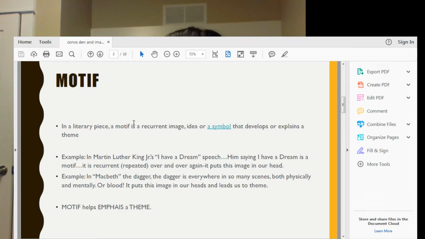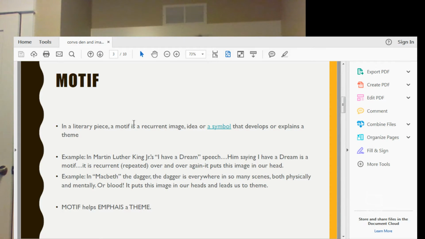Okay, so what is motif? I know you probably haven't even heard of this word because a lot of your assignments have been asking you, what is theme? But most of you have been giving me what you think theme is, but it's really a motif. So a motif in a literary piece is a recurrent image, idea, or symbol that develops or explains a theme. For example, in Martin Luther King Jr.'s I Have a Dream speech, him saying, I have a dream, I have a dream, I have a dream, over and over and over again, is a motif.